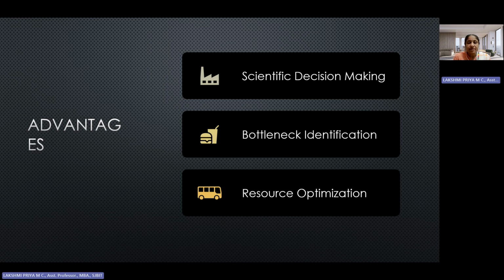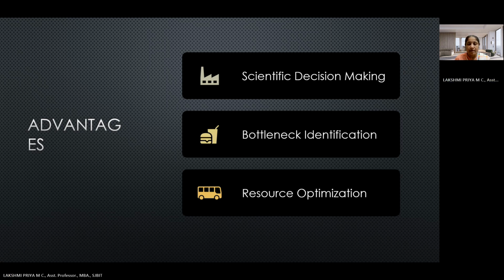Advantages: scientific decision making. It removes guesswork and replaces it with logic and data. Resource optimization. It ensures that no resource is wasted, providing the most from the least. Bottleneck identification. The model shows which constraints are preventing you from growing. Say, for example, if you only had 10 more machine hours, how much profit could you make?